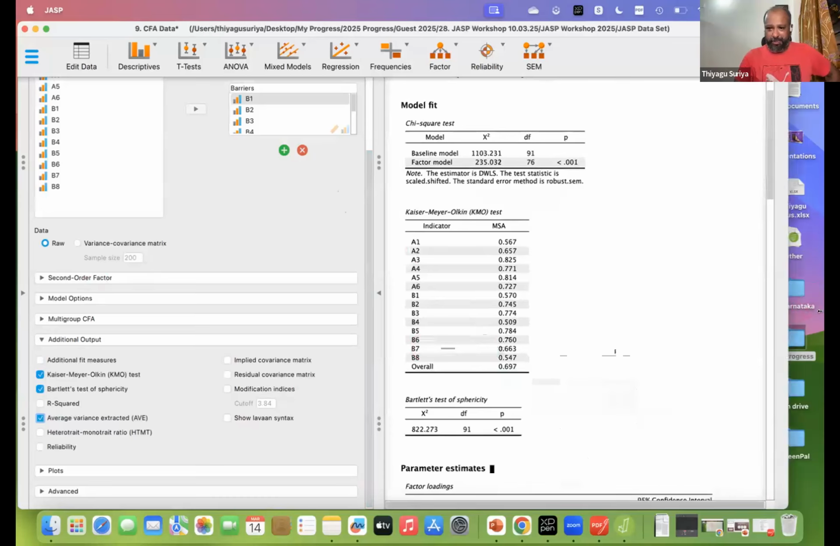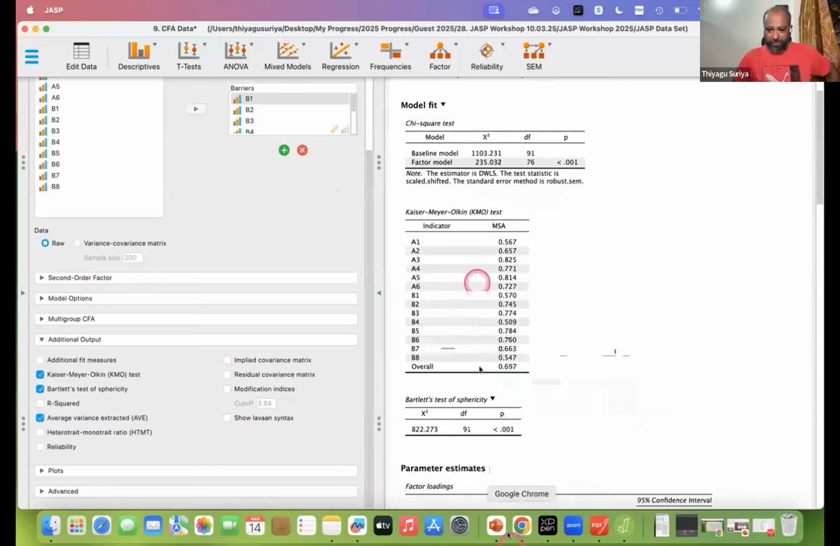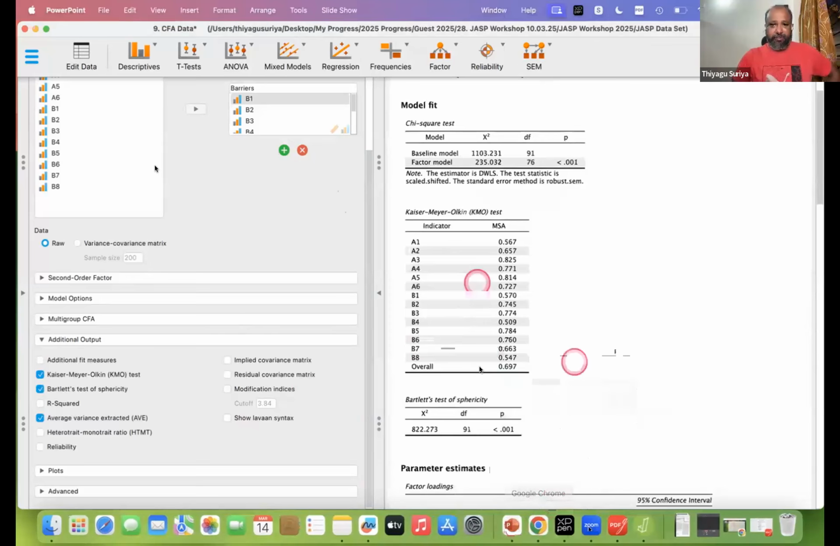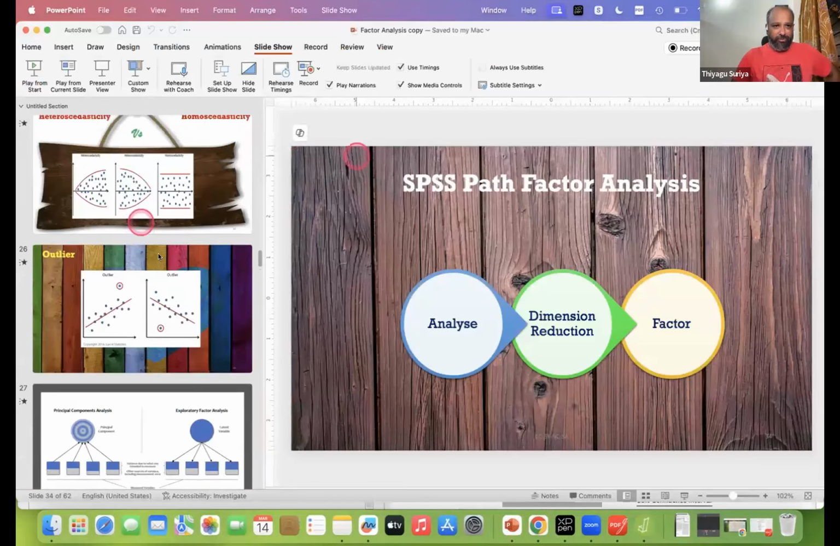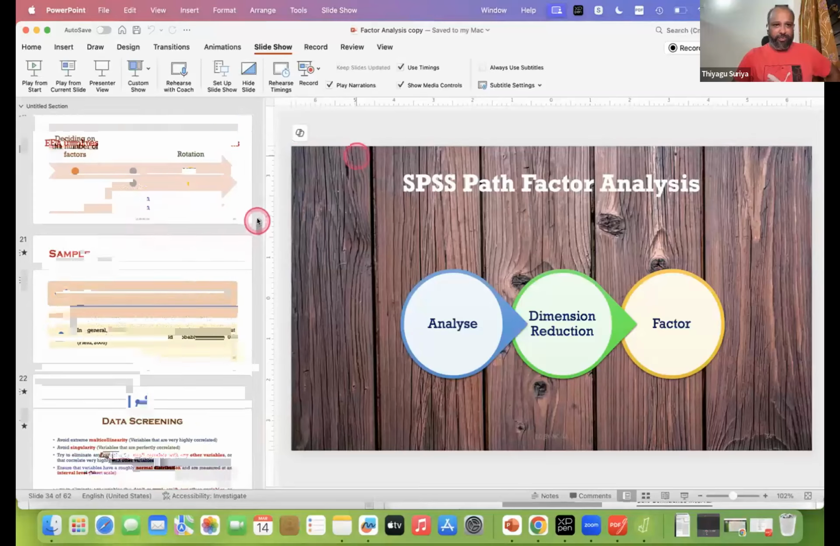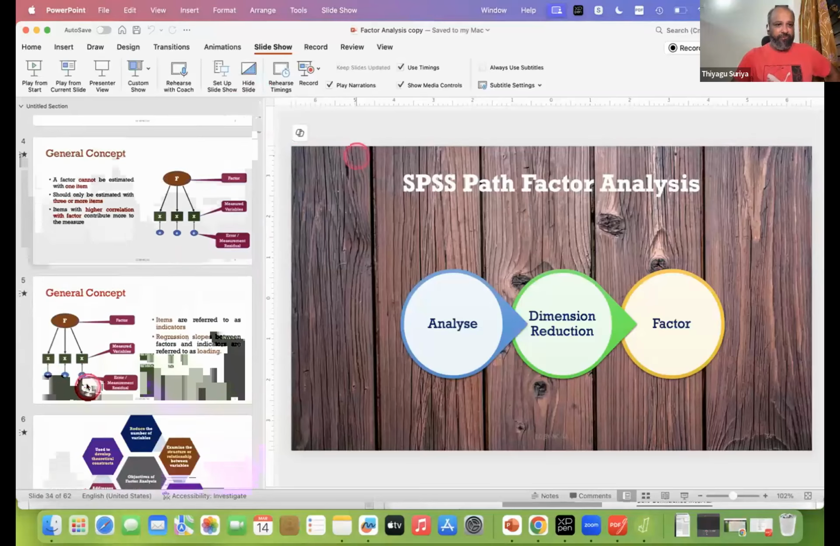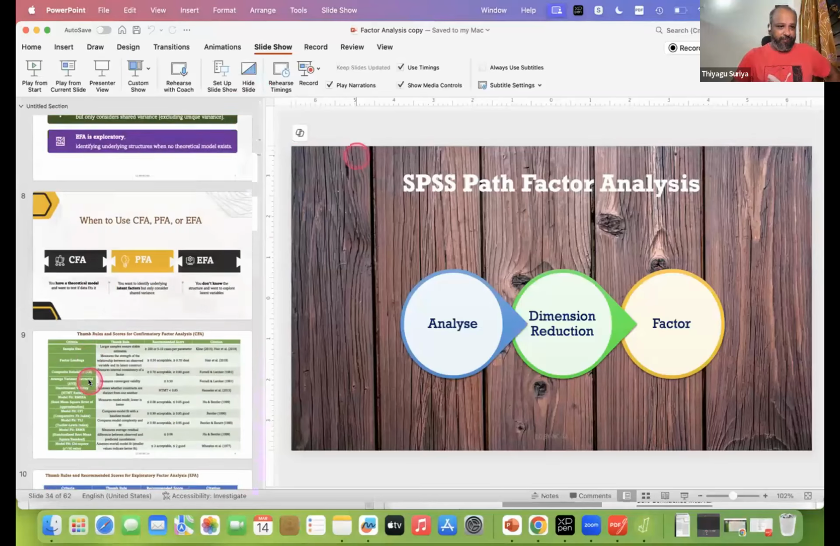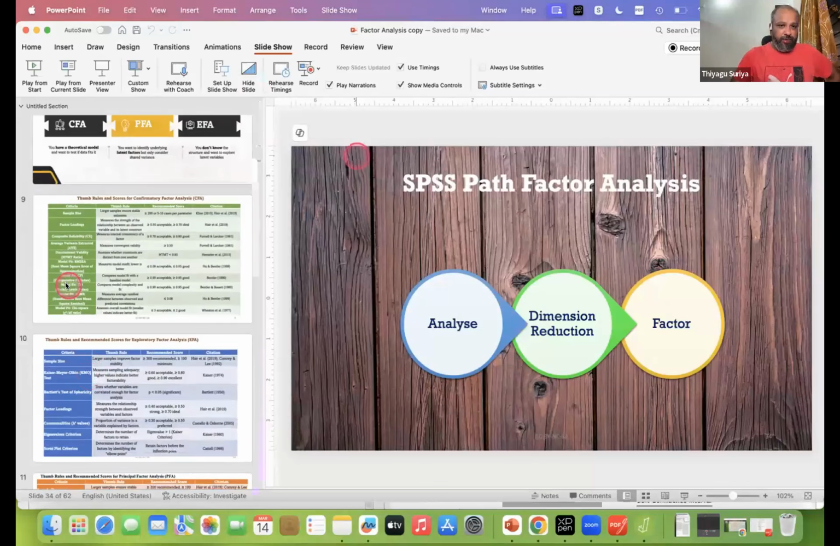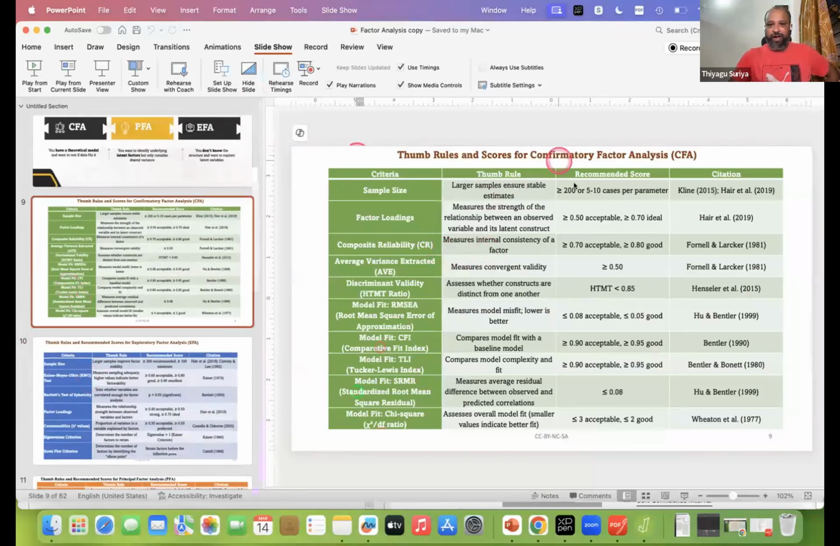We have the interpretations of the confirmatory factor analysis. I'm just showing these interpretations. These are the thumb rules. Don't avoid these thumb rules, and kindly take a screenshot. I'm just going to the confirmatory only. This was the confirmatory factor analysis. Hope you are seeing this. The factor loading should be more than 0.5.